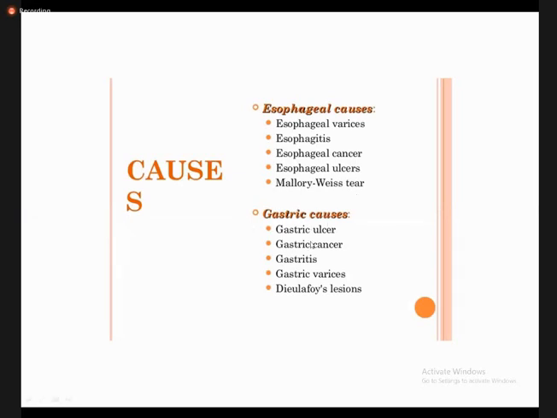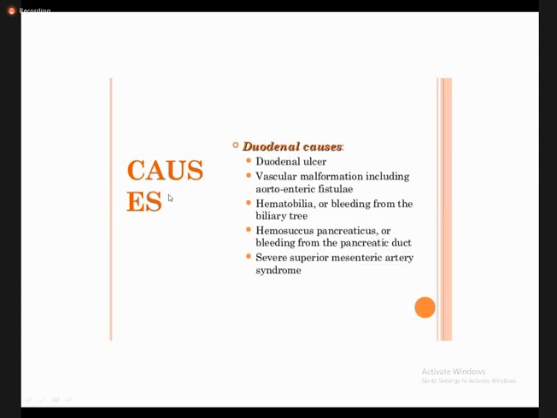Then among the gastric causes, the most common one is the gastric ulcer, and other common causes are gastric cancer, gastritis, again the inflammation of the stomach. Gastric varices, just like the esophageal varices, there can be varices in the stomach as well, and Dieulafoy lesions. Dieulafoy lesions are blood vessels protruding outside the lumen, and they can cause bleeding.